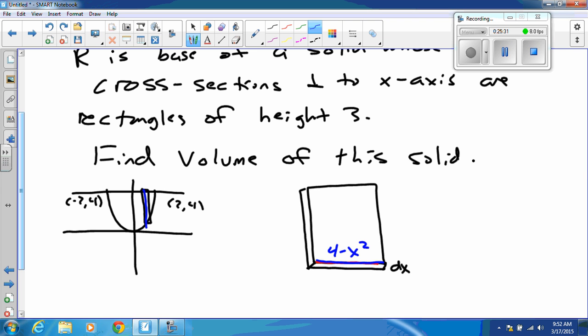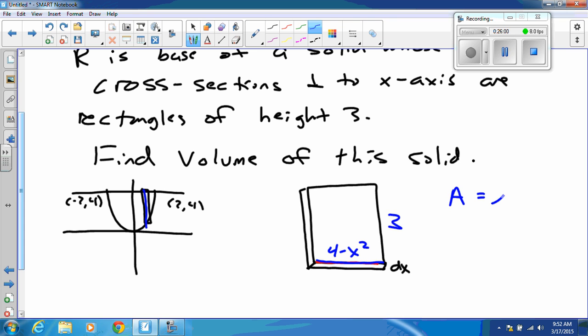And the height is dictated by the shape. The height of the cross-section is dictated by the fact that we have a shape that is a rectangle with a height of 3. If you compare and contrast this to the previous problem where we had squares, you can see the difference. This is the first difference right there. The shape determines the height of the cross-section.